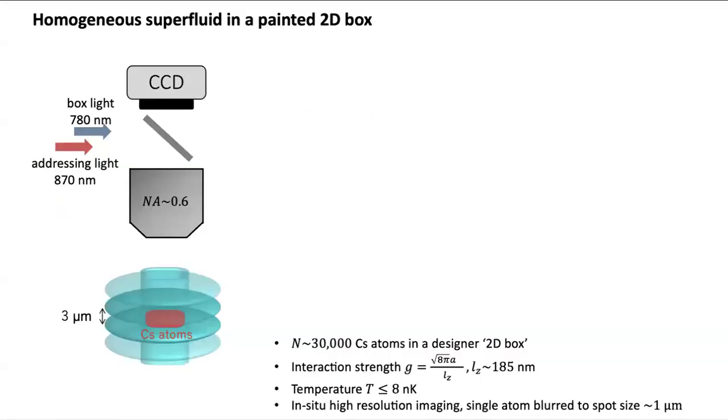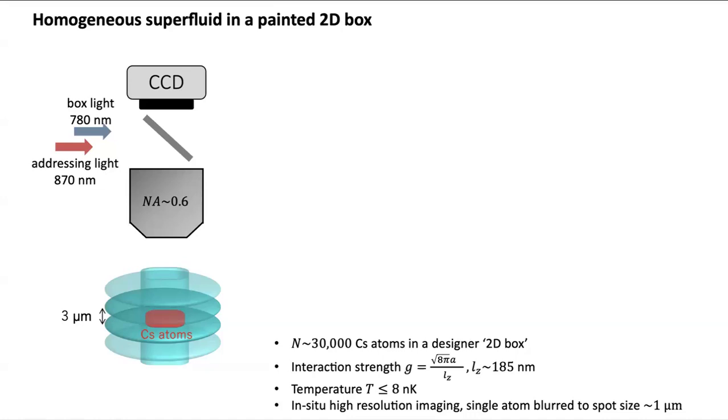Okay, so how do we prepare the system? We prepare the atoms in a box by optical potentials. What we have here is 10,000 atoms, but sometimes we prepare up to 30,000. These atoms are alkali cesium atoms, and they are prepared in an all-repulsive potential. That's how we can make the box. In the vertical direction, this potential is formed by a laser standing wave pattern, which is a repulsive force to the atom. So atoms would like to stay at the node of the standing wave.